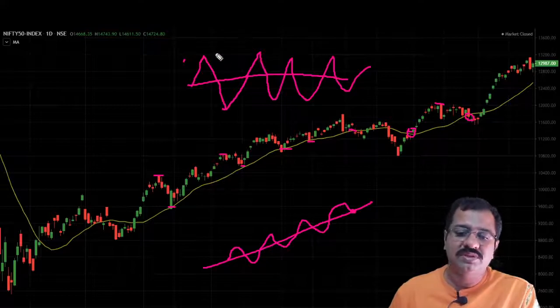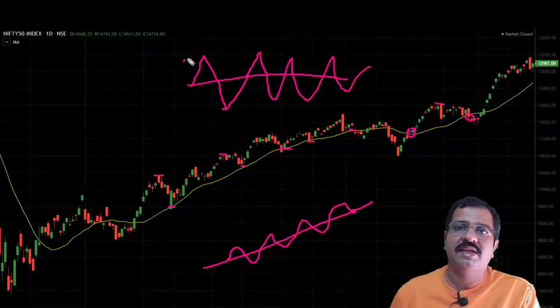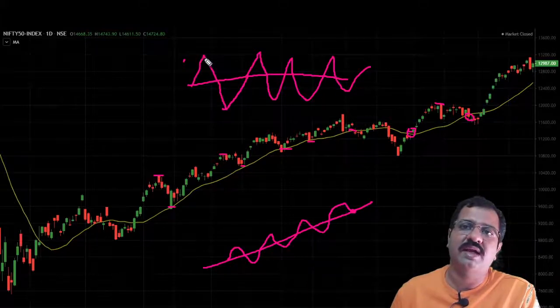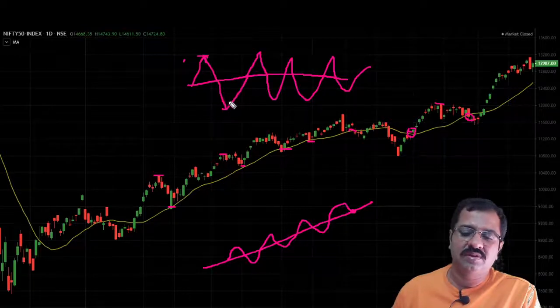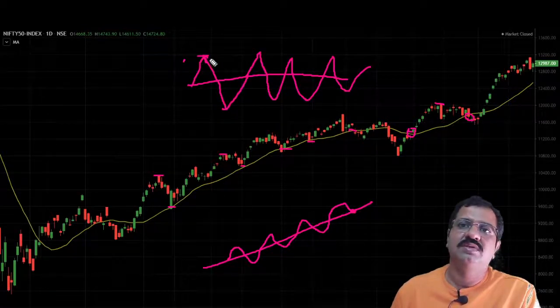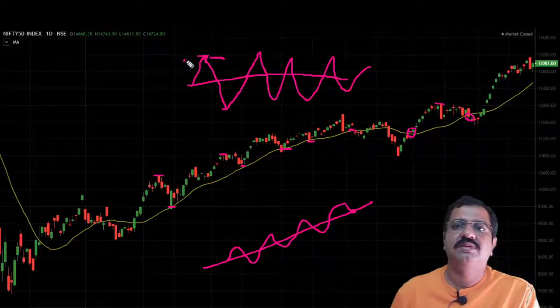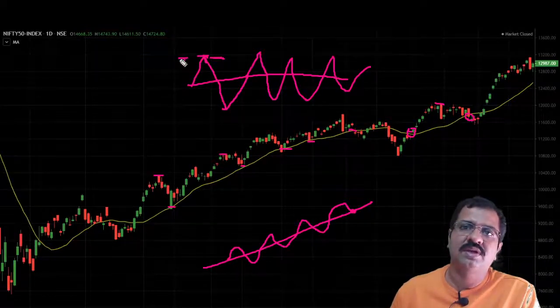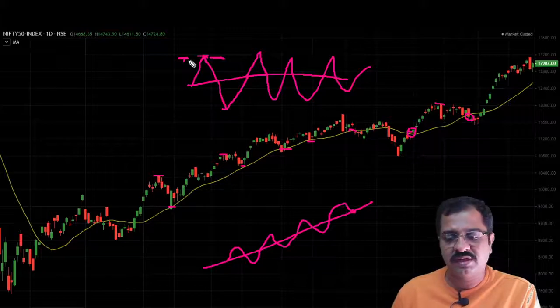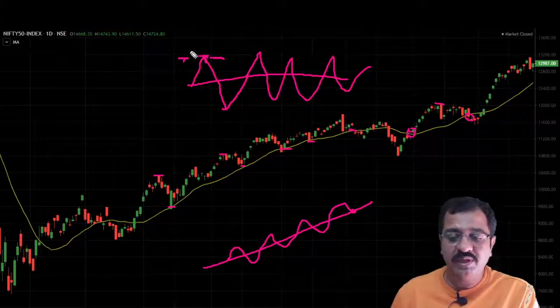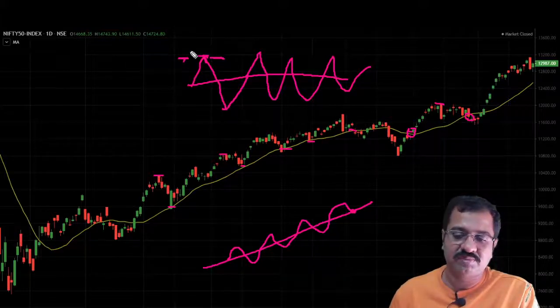What I do is, if it is range bound, I sell credit spreads. So price went up here and I know that now price will go down from here. So what I do is I sell a credit spread here. So generally I will sell a call credit spread. This is also called a bear call credit spread.